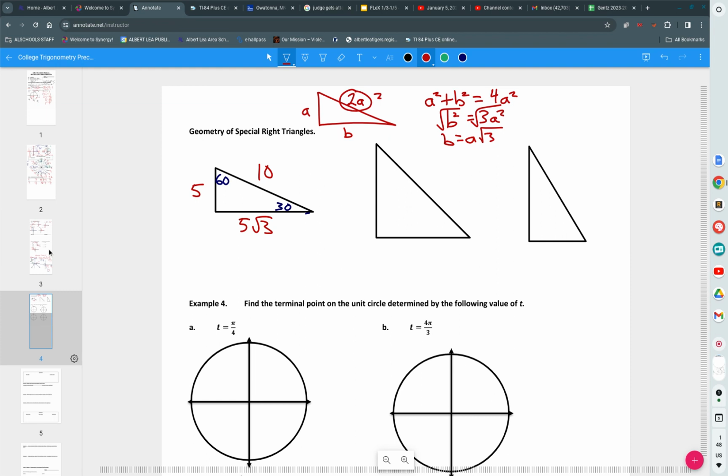So in other words, if you ever have a 30, 60, 90, if this is A, this is twice that, and this value is A times the square root of 3 every single time. There's a proof for you.